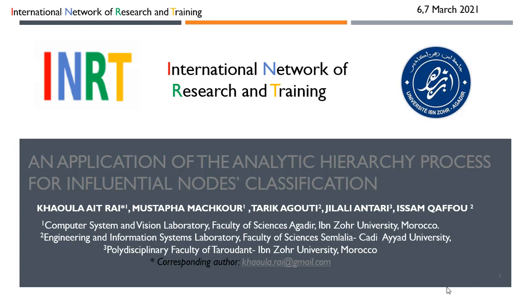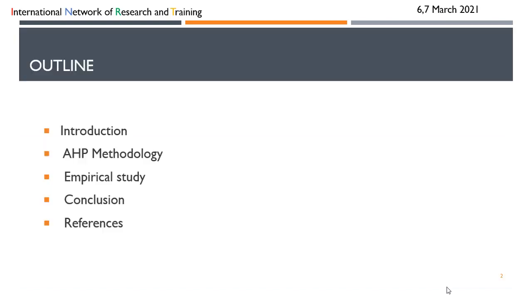My work is about an application of the analytic hierarchy process for influential nodes classification. So my plan is as follows. We start with the introduction and then pass to explain the AHP methodology. Next is an empirical study, and the last is the conclusion.